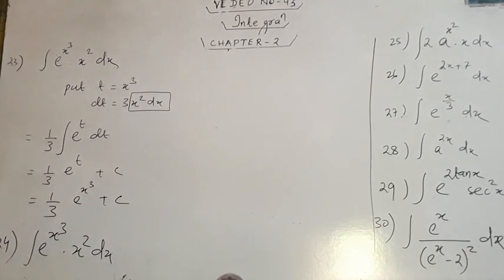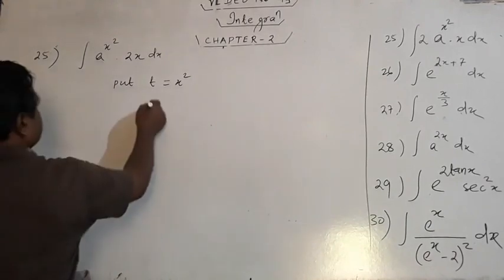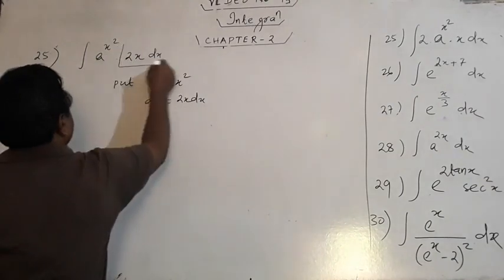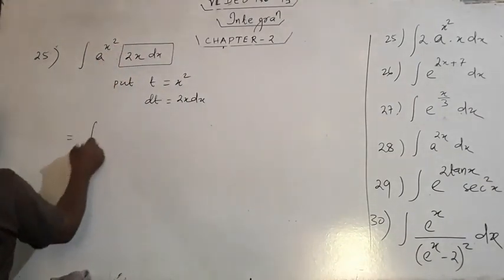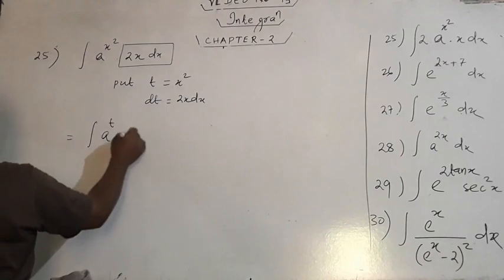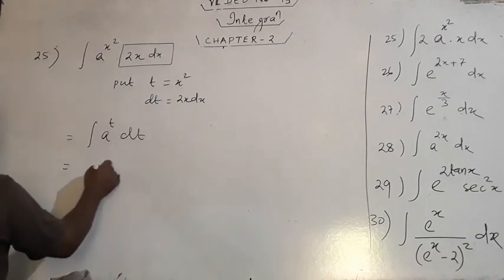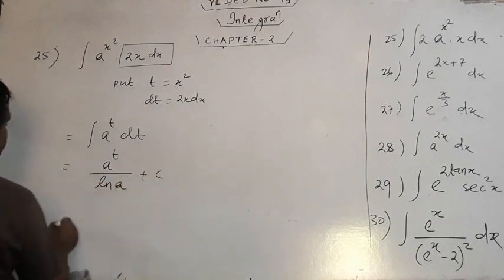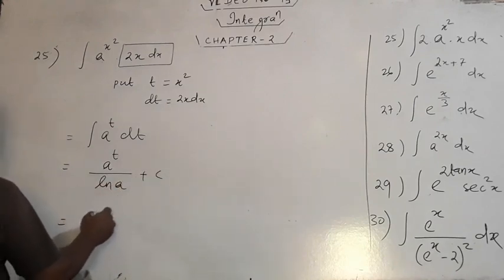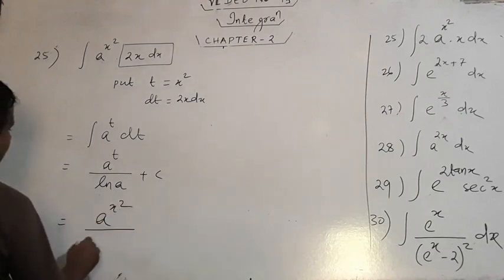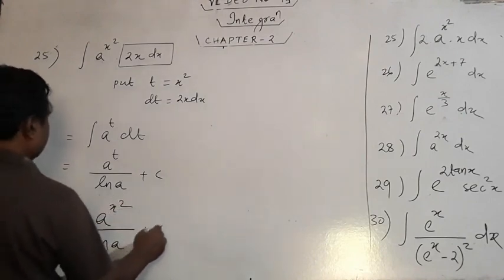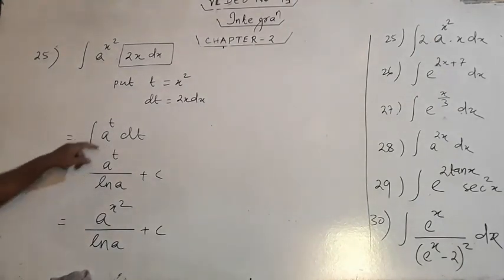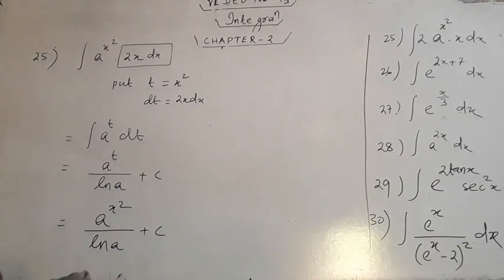Okay. Now put t is equal to x square. Dt is what? 2x dx. In place of this, you have to put what? A to the power t dt. And you know its formula is a to the power t by ln a plus c. And t means what? X square, so a to the power x square by ln a plus c. You know already the formula of integration of a to the power t, that is a to the power t by ln a plus c.